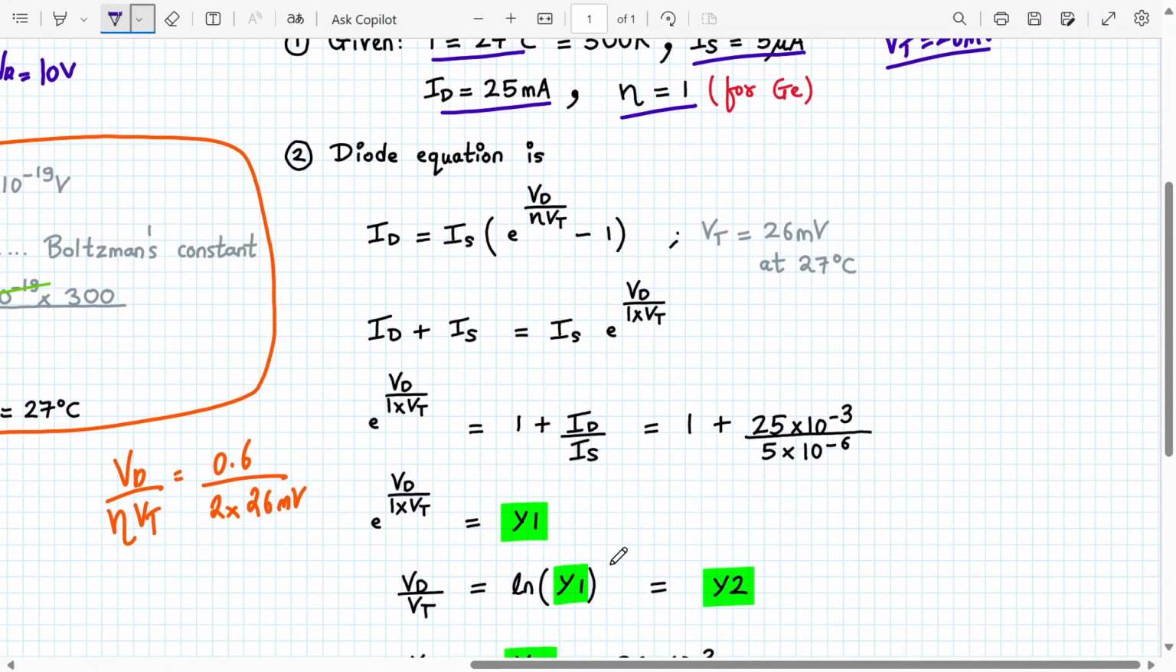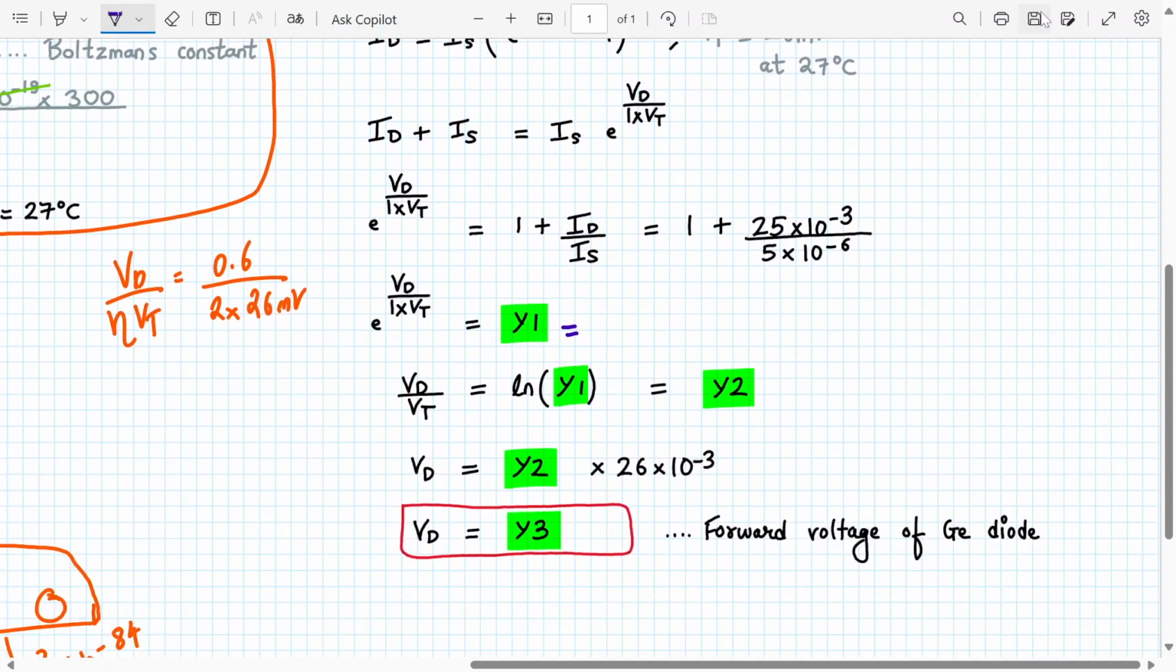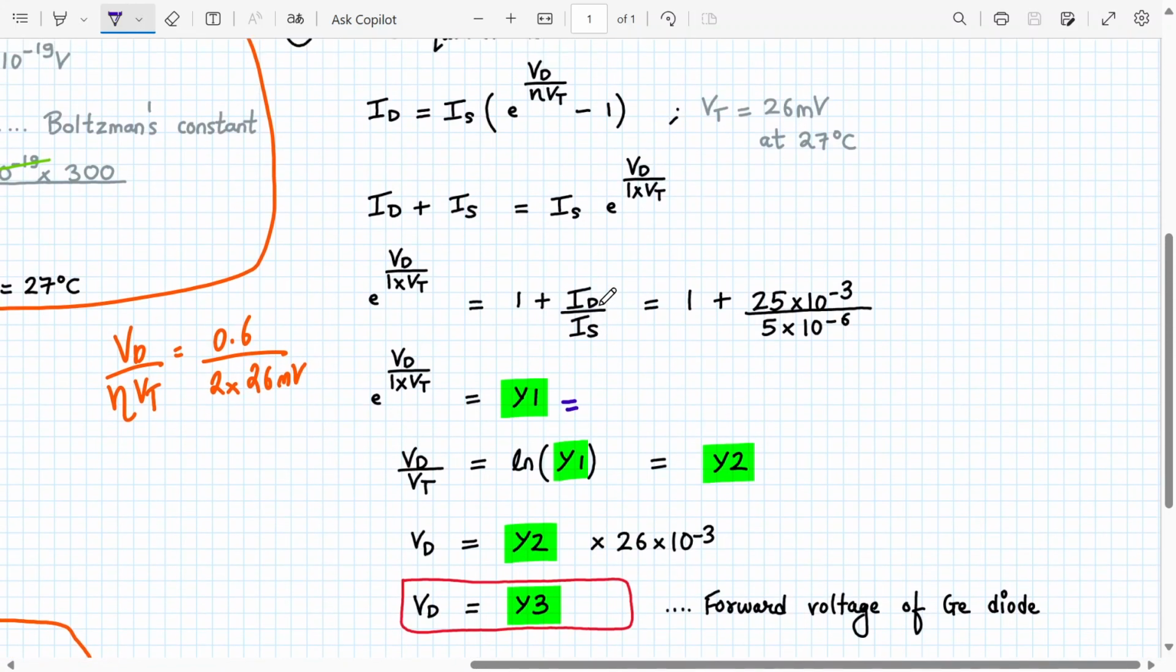So please calculate this number. 1 plus 25 into 10 raised to minus 3 divided by 5 into 10 raised to minus 6. How much is that? 1 plus 25 milli divided by 5 micro. 5001.